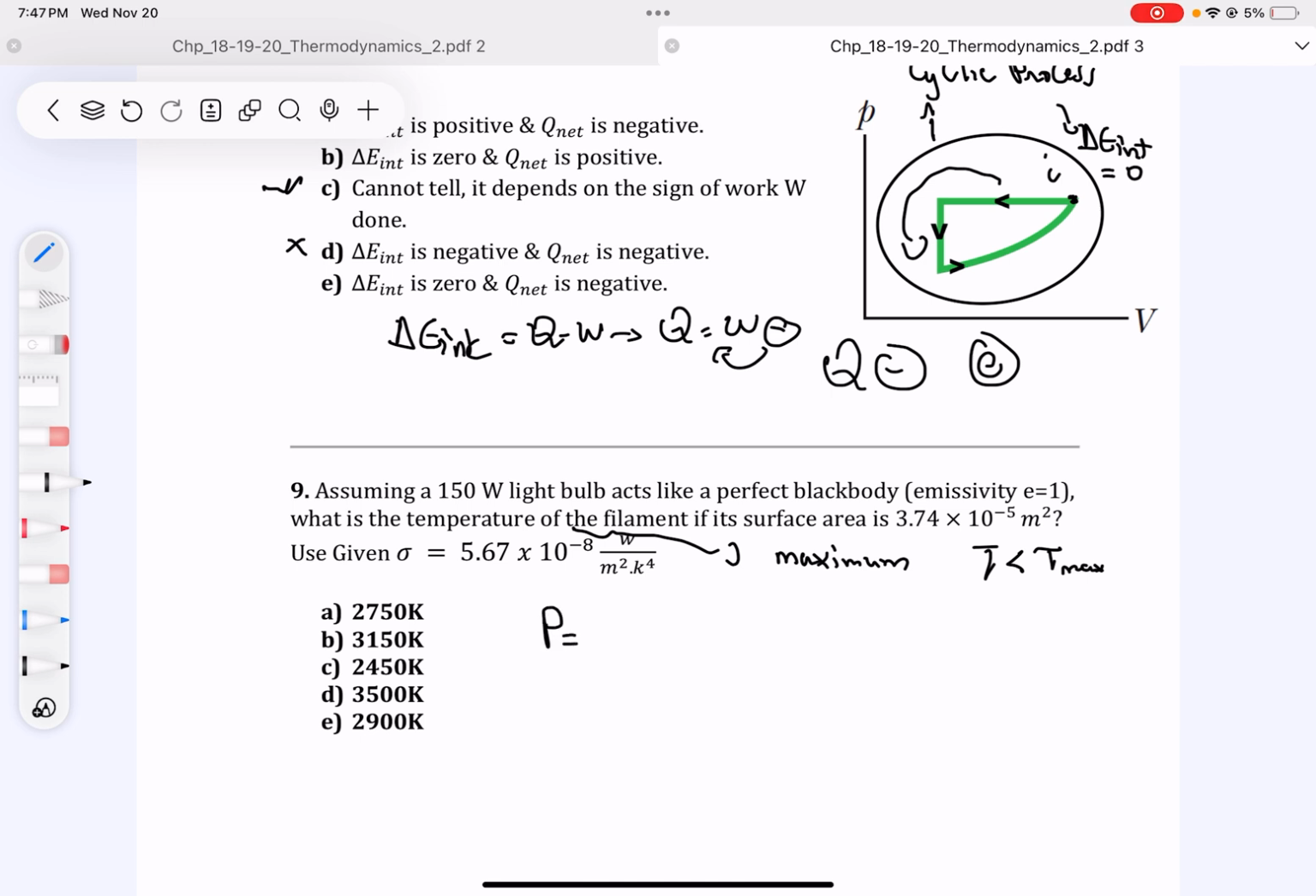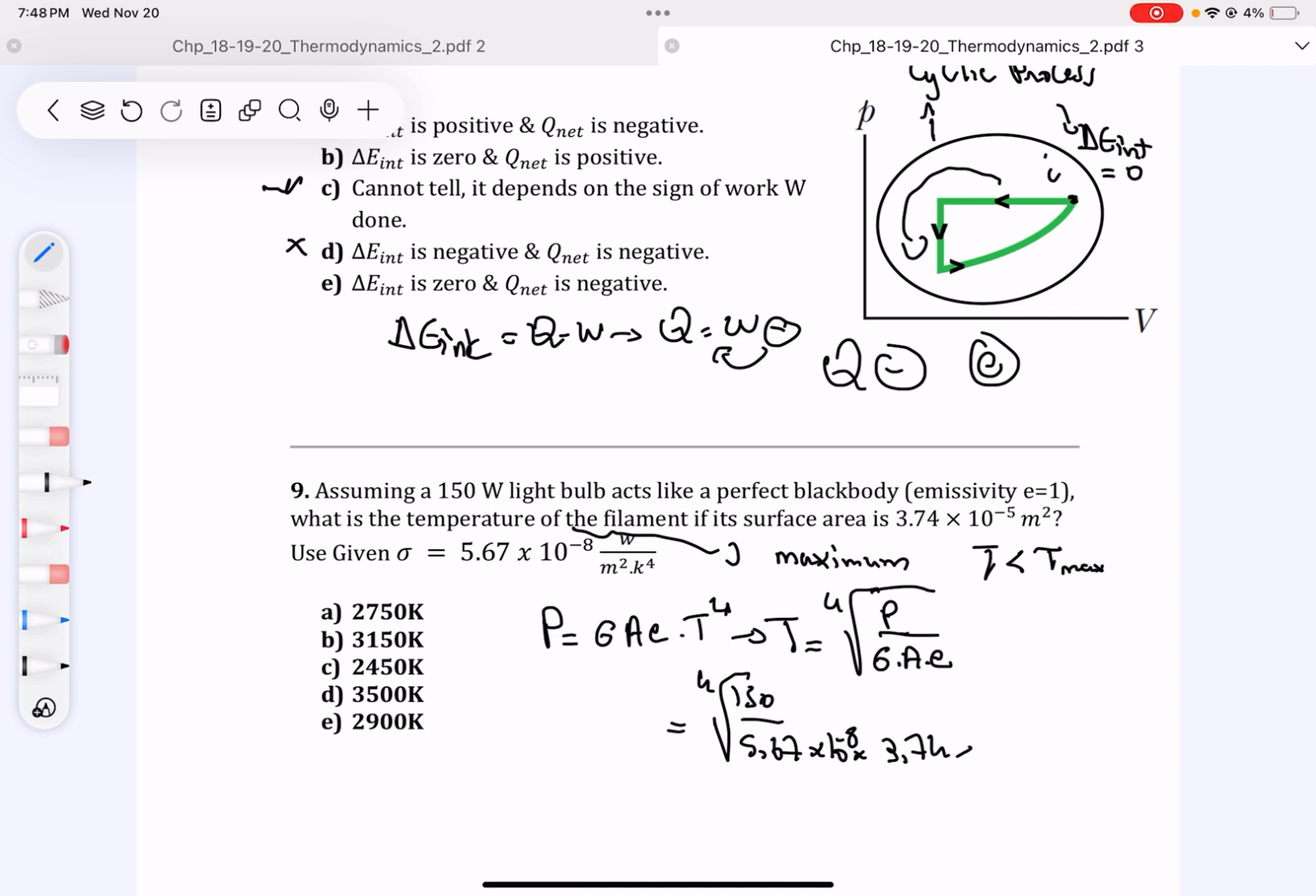We just put the rule. P is equal to sigma times area times emissivity times temperature to the power of 4. From here, we can say that the temperature is the fourth root of P over sigma times A times E. And we just put values. Let's put values. This will take time, but this time is counted in the exam.